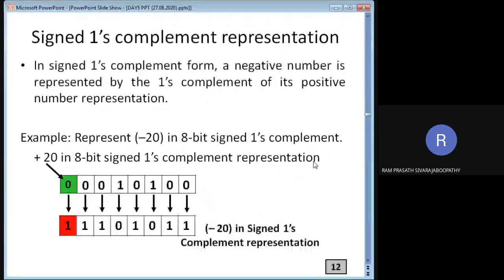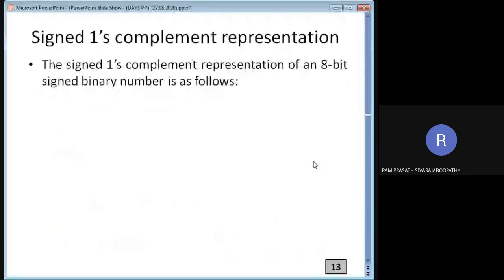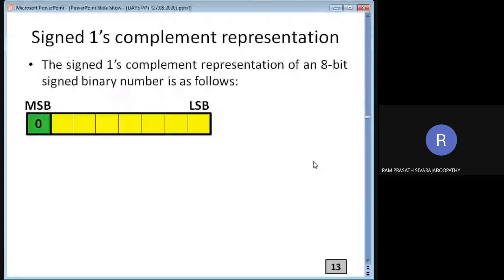Is it clear, all of you? Any doubts? See, in signed ones complement form, for a negative number, what do we do? We take the ones complement of the positive number. That's it. Fine. So in signed ones complement representation, we put MSB 0 for positive numbers, and the remaining bits represent the magnitude.